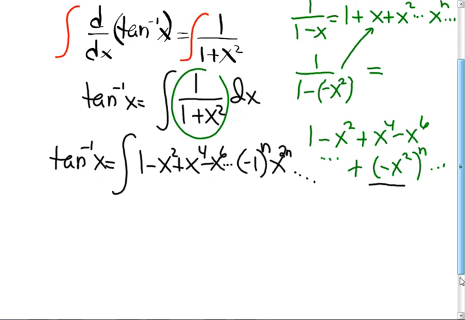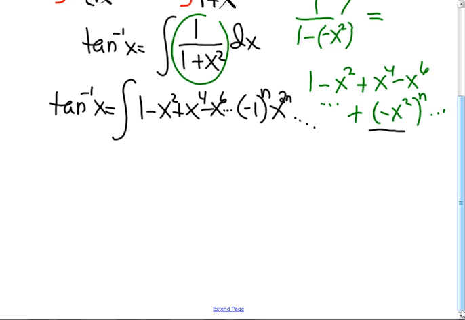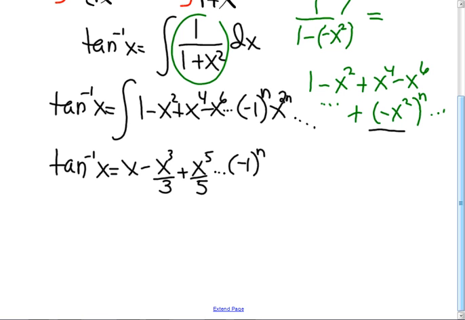Okay, so let's integrate that. This is what the homework looks like. This is homework that's really important for you to do. And it unfortunately always happens at this time of the year. What's the antiderivative of 1? x minus x cubed over 3 plus x to the 5th over 5. Minus 1 to the n will not be affected. Still an alternating sign. And this is x to the 2n plus 1 over 2n plus 1.